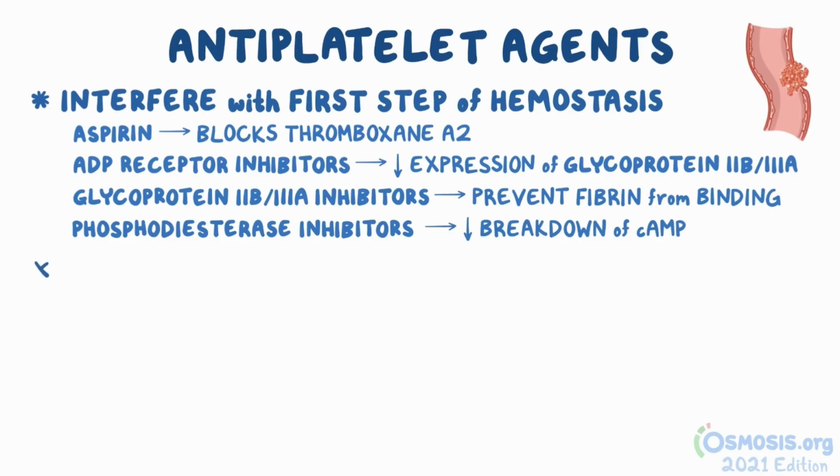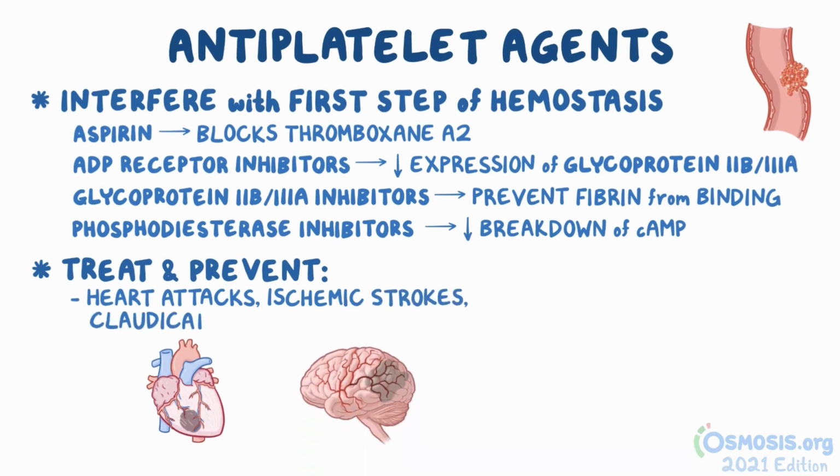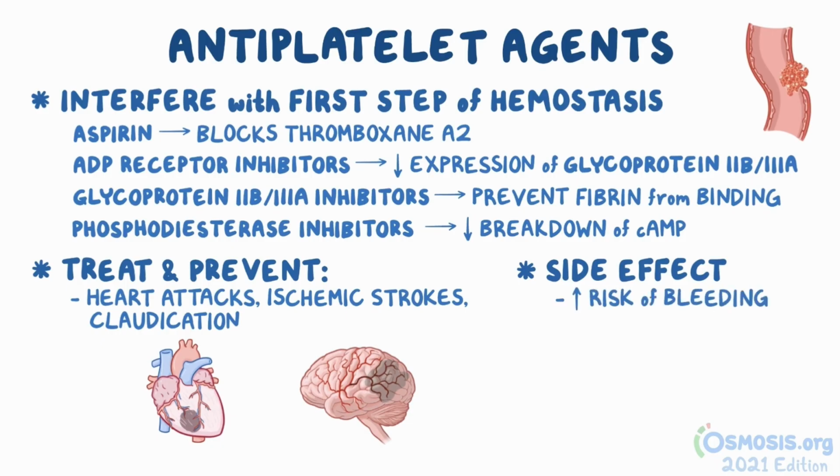Antiplatelet medications are used to treat and prevent a variety of conditions caused by blood clots. These include acute coronary syndromes like heart attacks, ischemic strokes, and claudication. The major side effect for antiplatelet medications is an increased risk of bleeding, and some could cause thrombocytopenia.